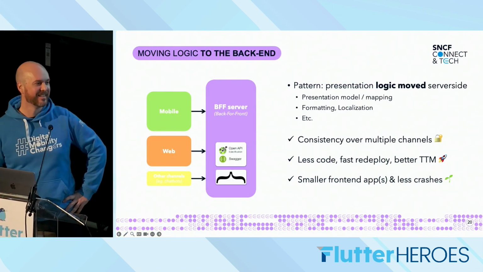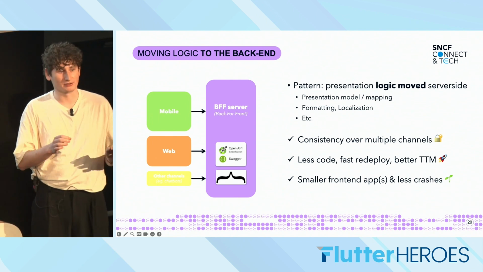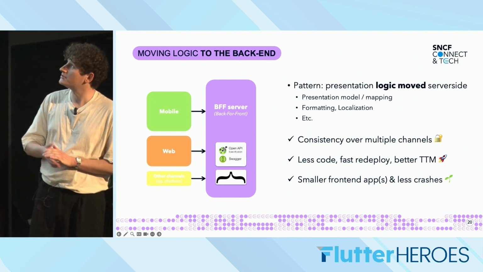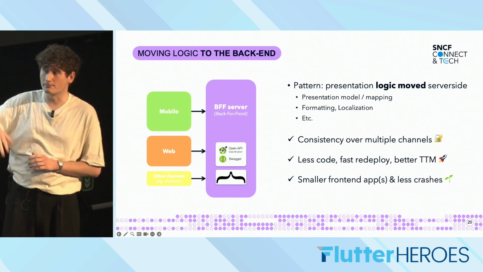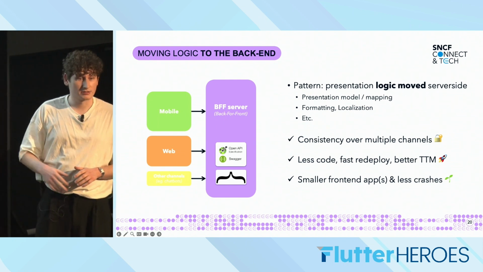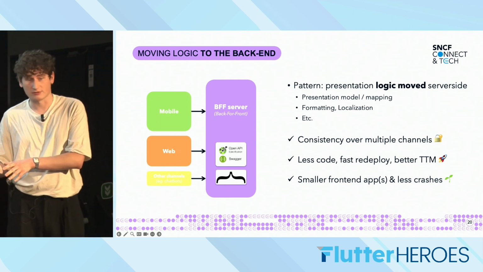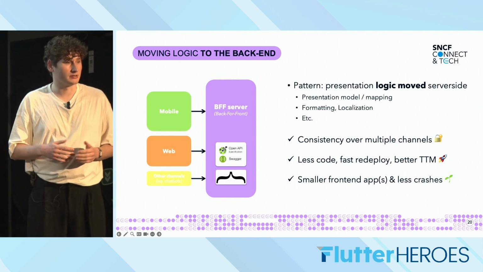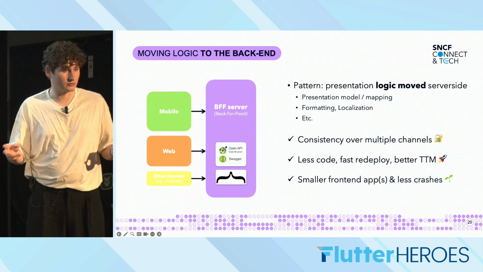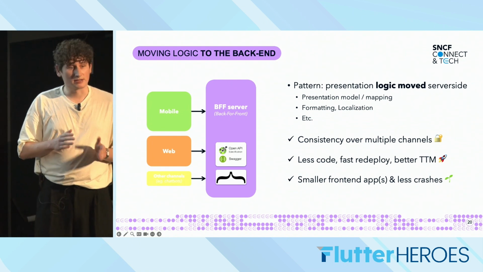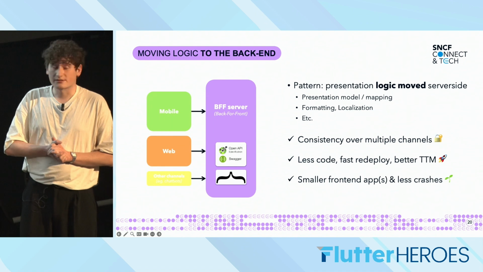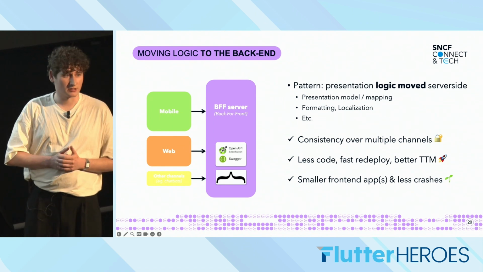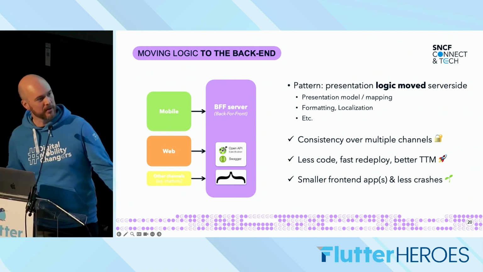So another way to improve your footprint is by shifting some logic to the backend. For instance, the back for front pattern allows you to put the presentation model, some mapping, formatting, localization, these kinds of things on the server side. If you have multiple front ends or channels, it gives you more consistency as you have one to rule them all. You end up having less code, so fewer crashes. It's faster to redeploy as it is server side, and you also end up having a better time to market. And we could measure a benefit and effect.